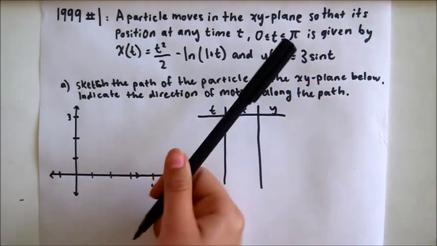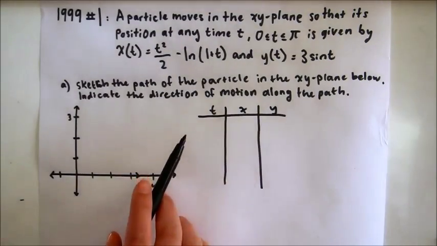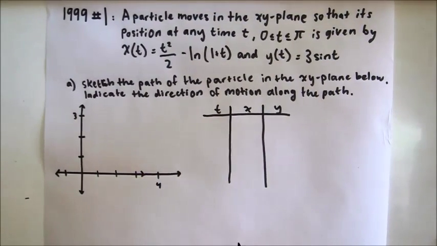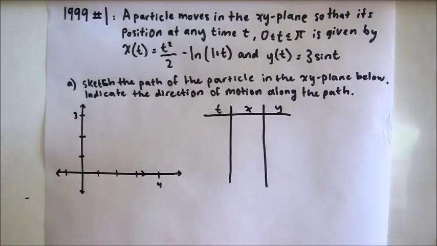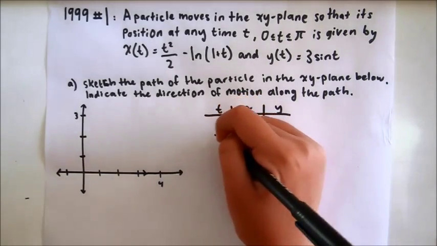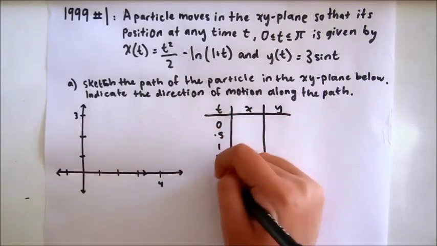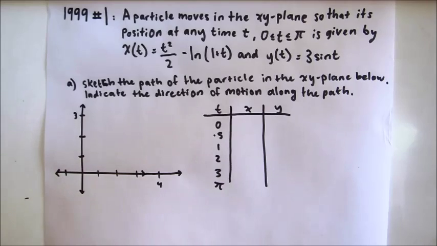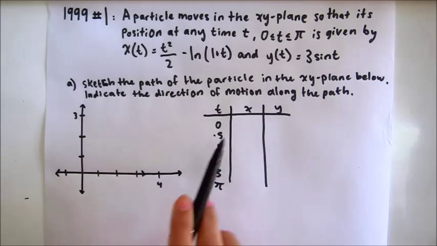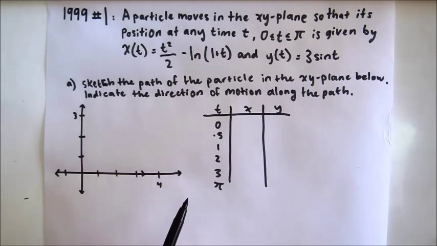If we look at this interval, it's from 0 to pi, so we want our first point to be 0 and our last point to be pi, and then I'll just pick a few points in between so that we can get the general idea of how the curve is moving. So I'm going to choose 0, 0.5, 1, 2, 3, and pi. You want to make sure you get your endpoints in there so that you can see where it goes. To solve for the x and y coordinates of each of these t values, you just plug them into the equations that are given above.